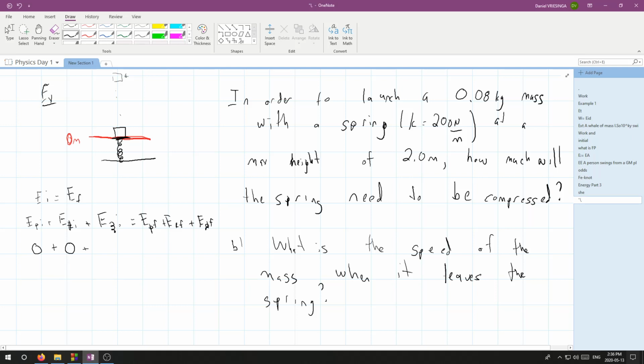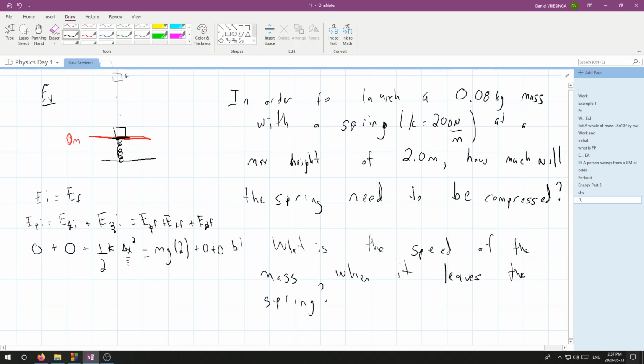And then yes, obviously there has to be some sort of energy in this system. For us, it is 1/2 times k times delta x squared, and we don't know that number. So that's what we're looking for. The final potential energy is going to be mg times 2, which is our height. And the final kinetic energy will be 0, and the final spring energy will be 0 as well.